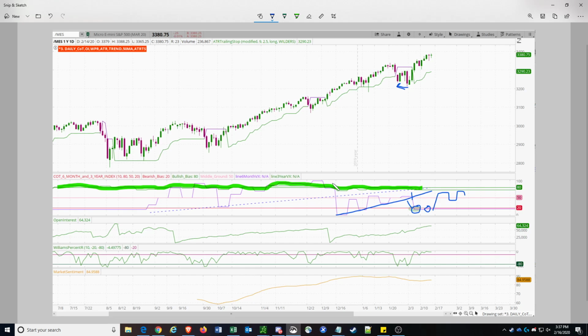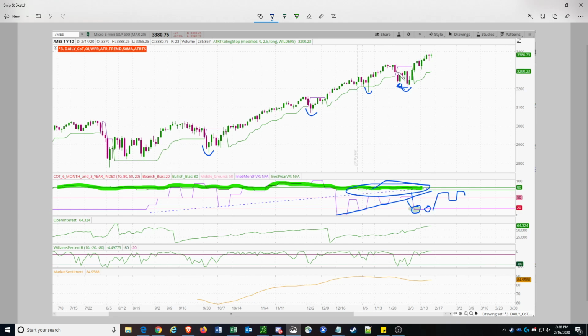I don't know how helpful the 6-month index is with ES. I really don't. It's hard to tell. But the 3-year, buy dips. If it wants to dip, just buy them. Seems to be the theme going on around here.